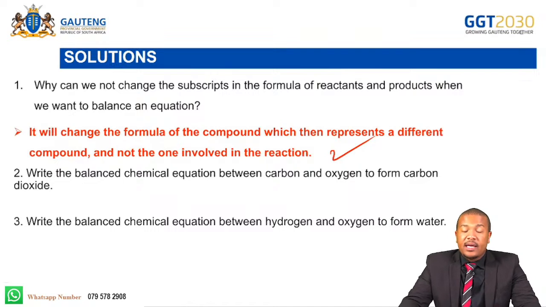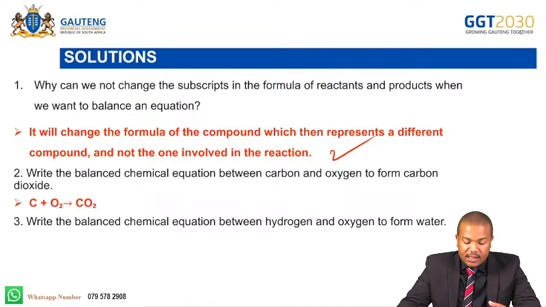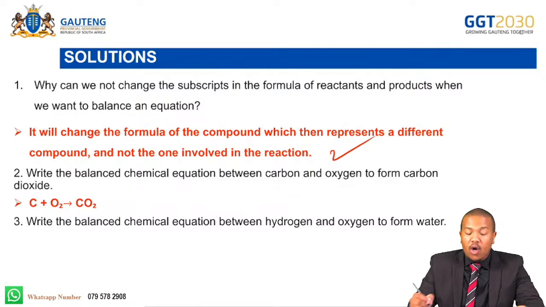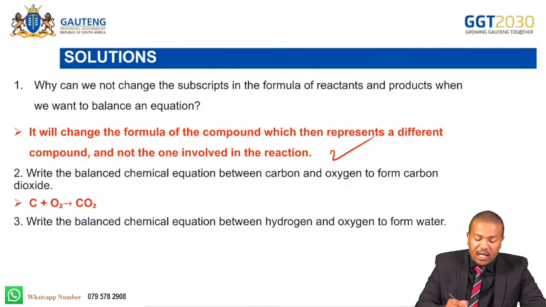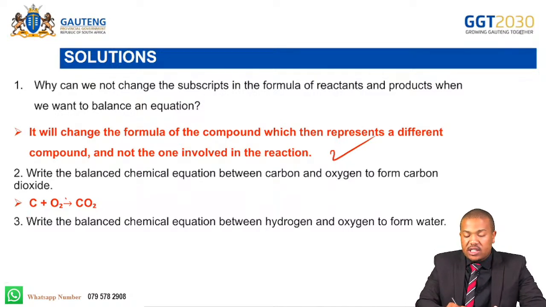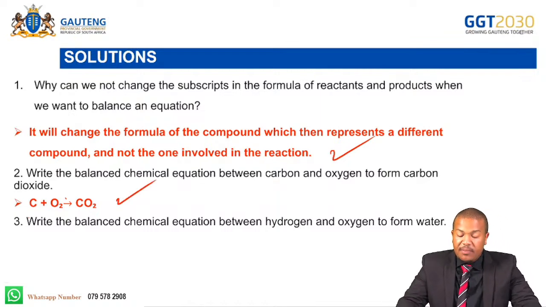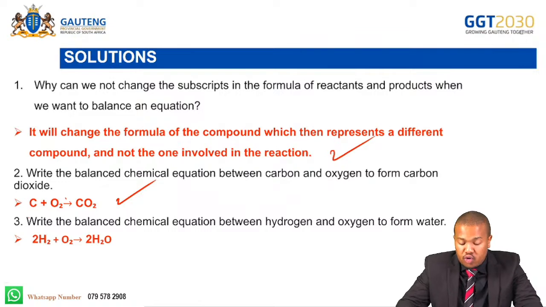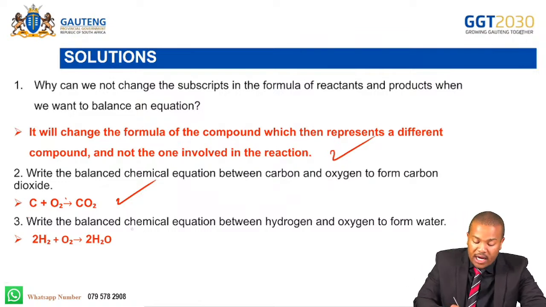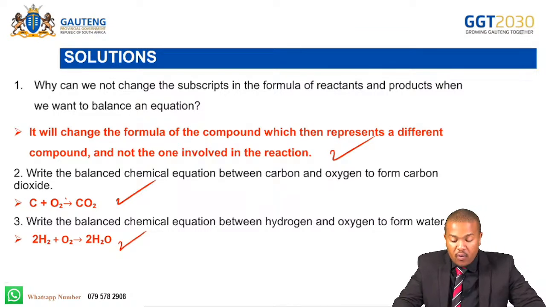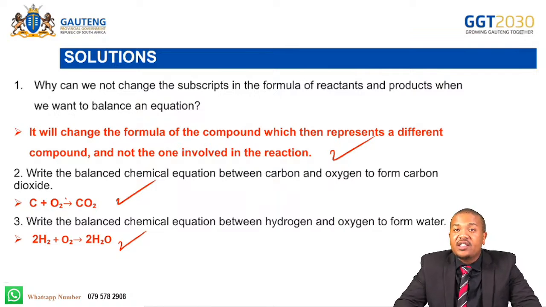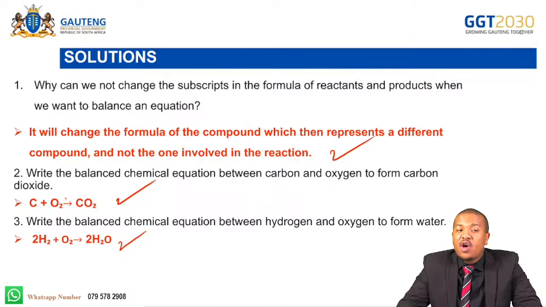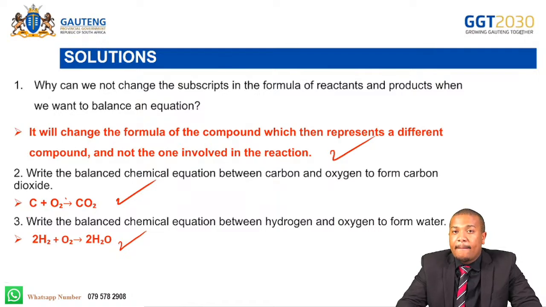Then number 2, write the balanced equation. As we said, the answer is C plus O2 to form CO2, right? It is balanced because there's one carbon, two oxygens, two oxygens. Then 3, write the balanced chemical equation between hydrogen and oxygen to form water. And it is 2H2 plus O2 to form 2H2O, right? So now, take the last quick minute to copy down corrections. Then after that, we shall summarize what we have learned for today.